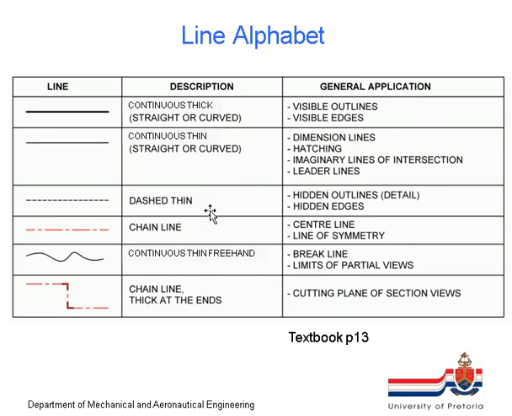The dashed thin line is used to show hidden detail, basically information of a feature of a component that lies behind another feature. For example, a hole that goes through the center of a component. The chain line, long, short, long, short, long, short, is used for center lines and symmetry planes. Continuous thin freehand is used for break lines or limits of partial views. And the chain line thick at the ends is for cutting planes of sectional views.